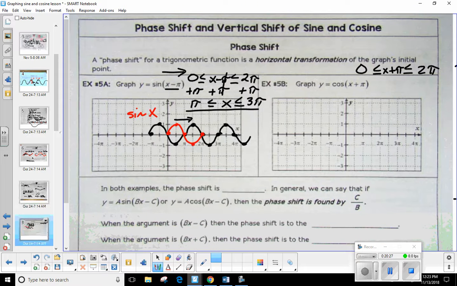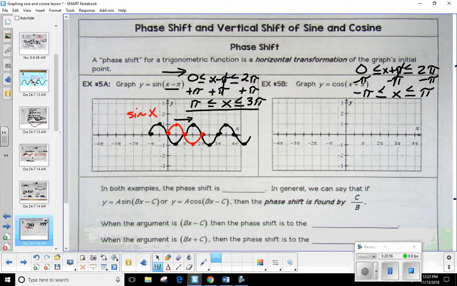Okay. So is everybody good with how we set it up? Now what? How do I get x by itself in the middle? I'm going to subtract pi. So minus pi, minus pi, minus pi. So what's 0 minus pi? Negative pi, less than or equal to, those pi's cancel, so x, less than or equal to pi. Okay.